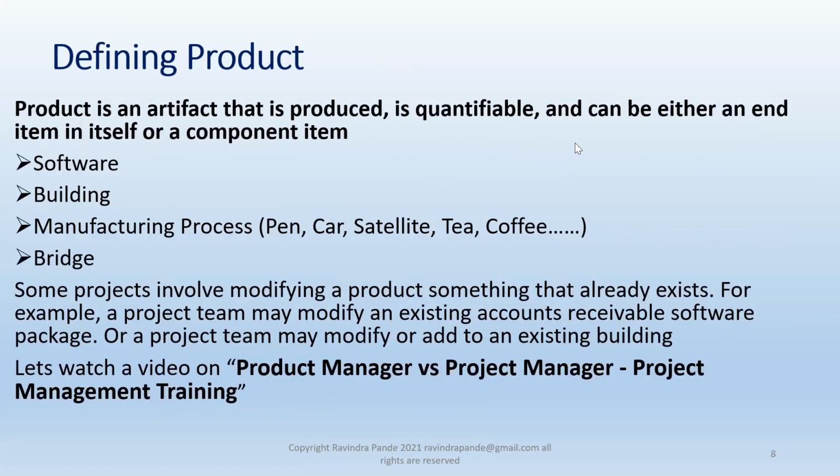Okay, let me move ahead. Now we have defined project. Now let's try to understand what is product and what is service also. So here we are looking for a specific product. A product, in the sense here, is an artifact that is produced, which is quantifiable and can be either an end item in itself or a component of an item.